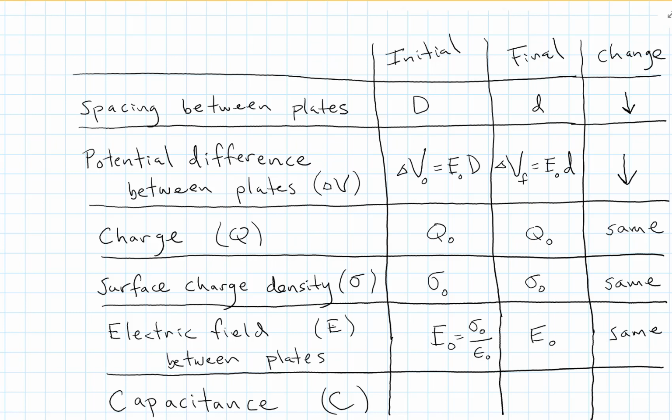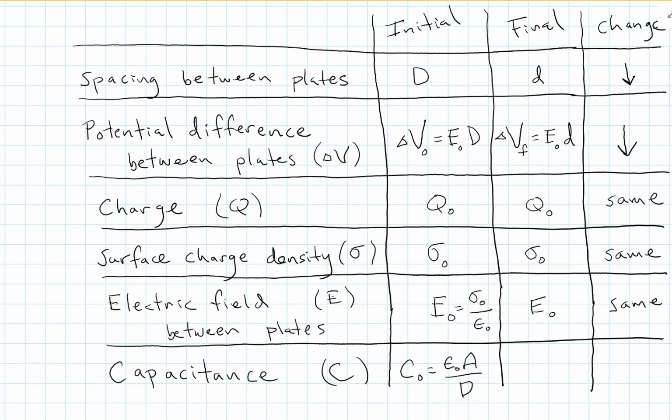How about the capacitance? What does the capacitance depend on? It depends on the physical properties of the capacitor, the size of the plates, the spacing between the plates, and whether there's a dielectric in there or not, right? Those are the main things. And we messed with the spacing between the plates, so we changed the capacitance, didn't we? So our capacitance increased, didn't it?